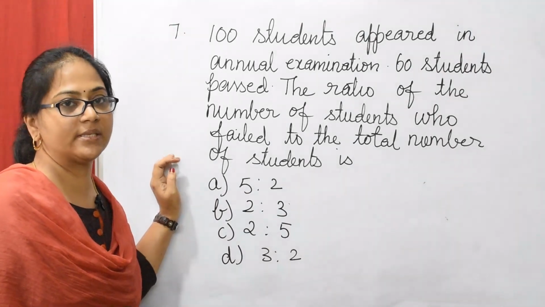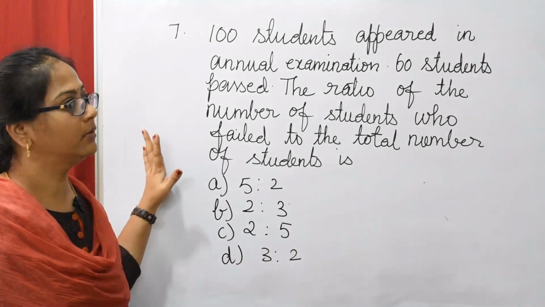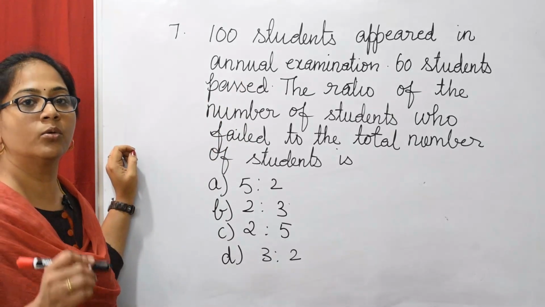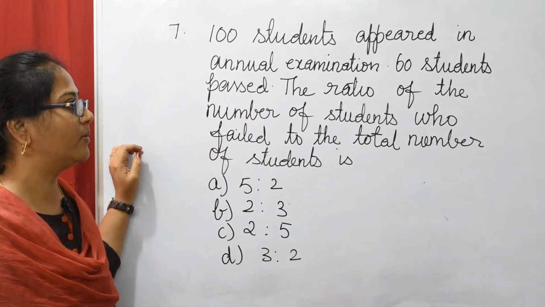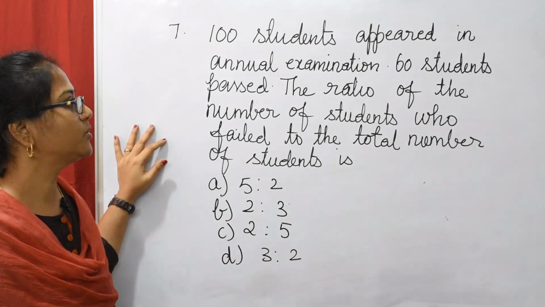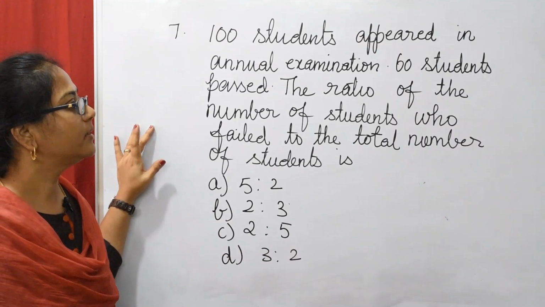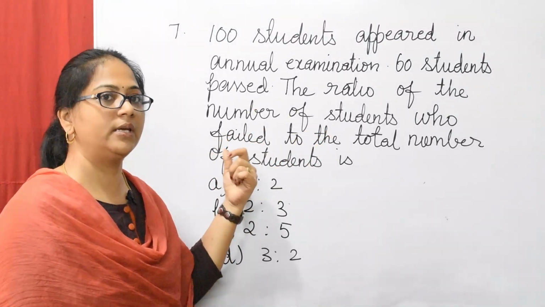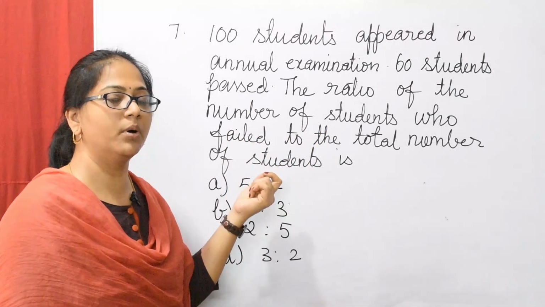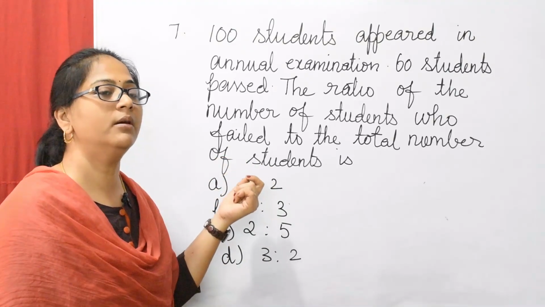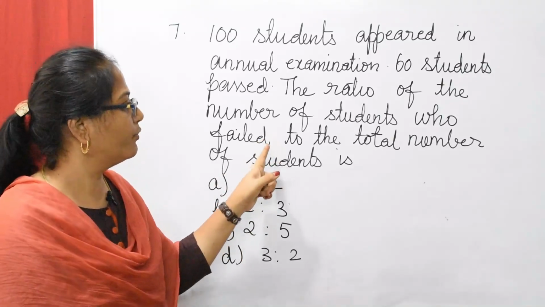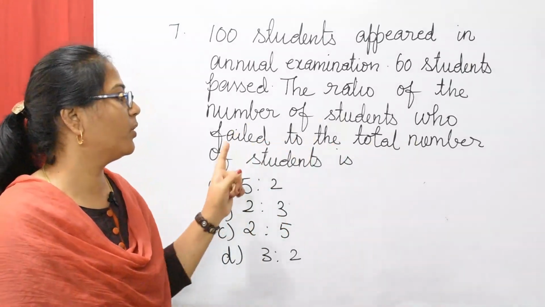Now let's start with question 7. It's a very simple question. 100 students appeared in annual examination. 60 students passed. They have given the passed number and we are going to find the number of students who failed in that exam. The ratio of the number of students who failed to the total number of students.